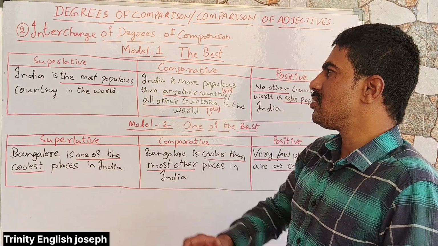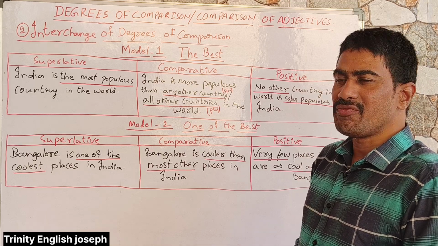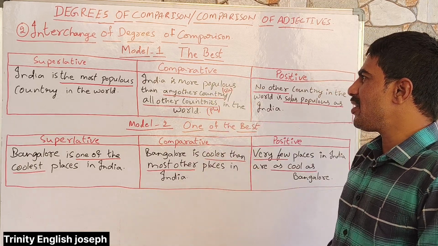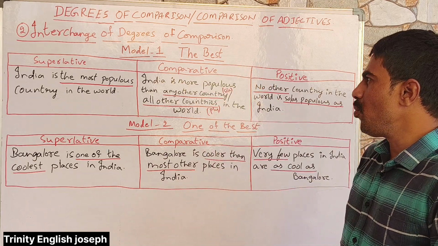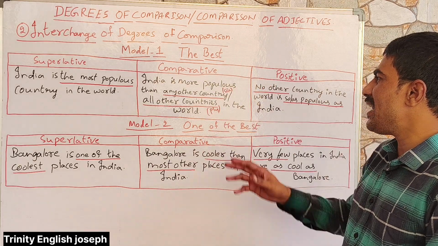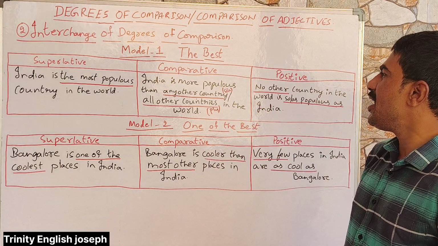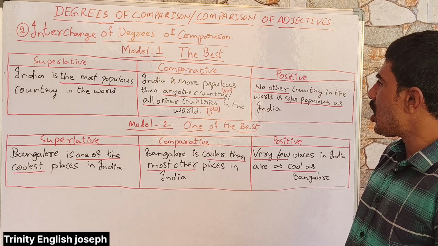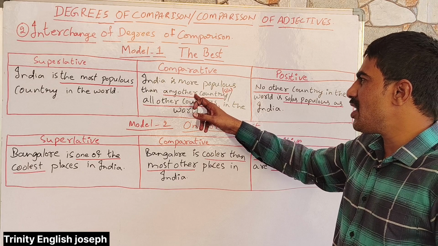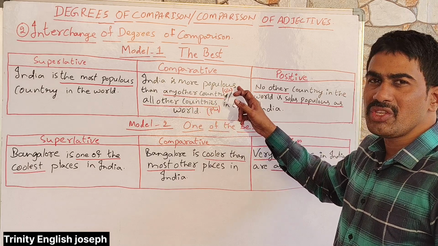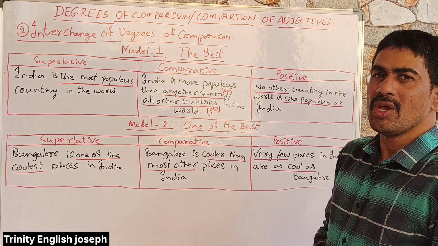The first example is in the superlative: India is the most populous country in the world. And coming to comparative, we can write it in 2 ways. So let us look at how. India is more populous than any other country in the world. And we can also write it as India is more populous than all other countries in the world. Here, whenever you write the words any other, the noun should always be singular. And whenever you write all other, the noun should be plural.